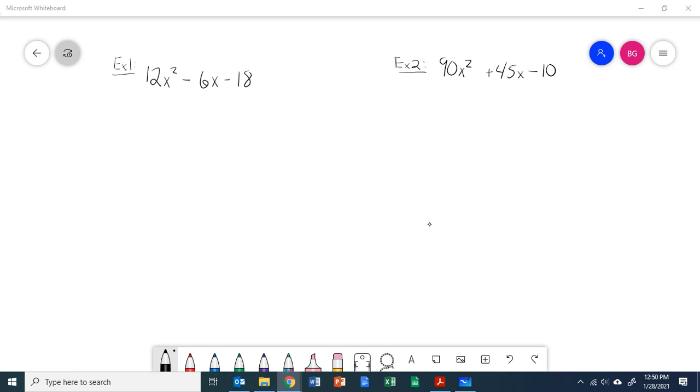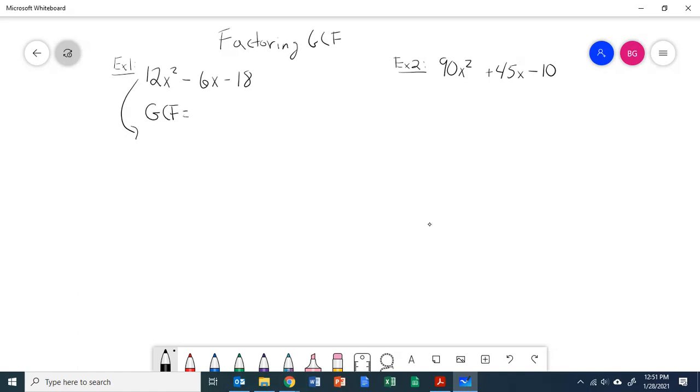Okay, so this video is going to be over factoring with some problems with the GCF. So we're going to start here with example number 1. Not every single problem that we do with factoring is going to have a GCF, but these two will focus on that. But the first question you're always going to ask yourself from now on when you're factoring is: is there a GCF?